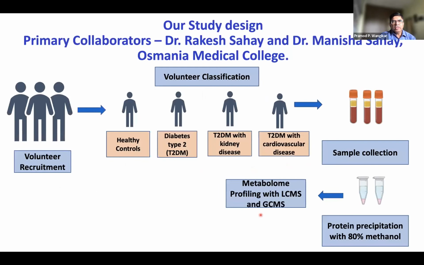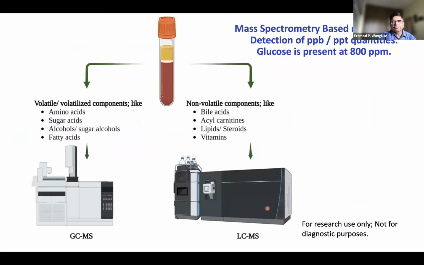So our current study is in collaboration with Dr. Rakesh Sahai and Dr. Manisha Sahai, where we have taken a cohort comprising 4 groups: healthy, type 2 diabetic, type 2 diabetic with kidney disorder, and type 2 diabetic with cardiovascular disorder. Plasma samples were taken, and LCMS and GCMS was performed.